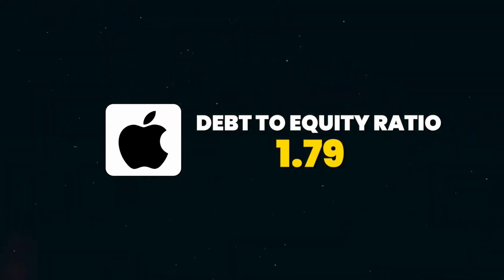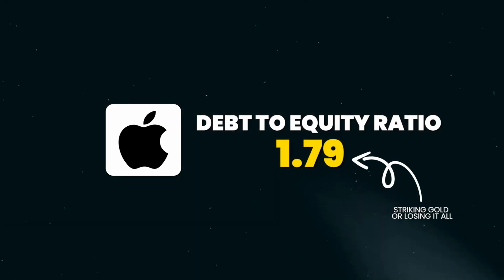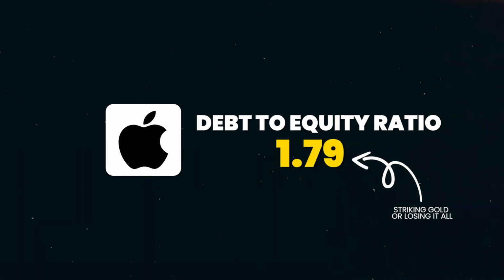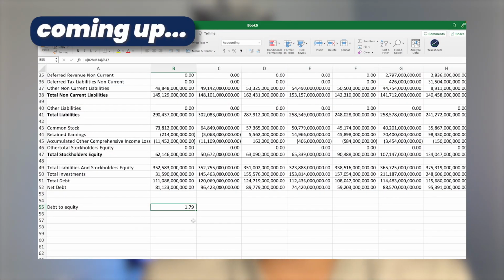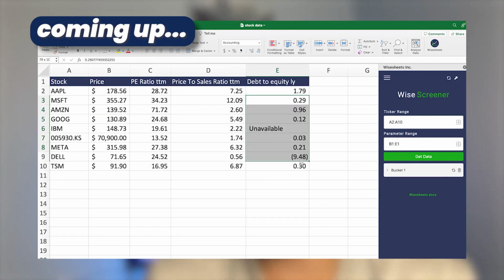This is a company's debt to equity ratio, and this number could be the difference between striking gold or losing it all in the stock market. Stay tuned as I reveal how to use the debt to equity ratio to find out if a particular company is a riskier bet than you thought.